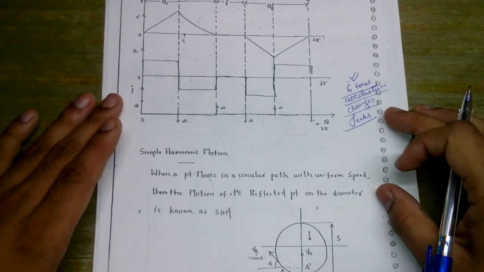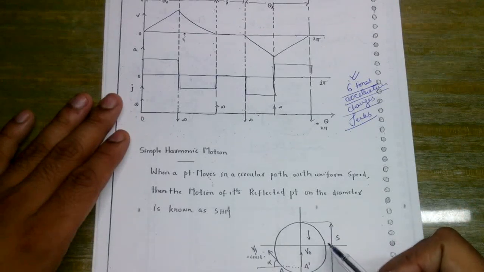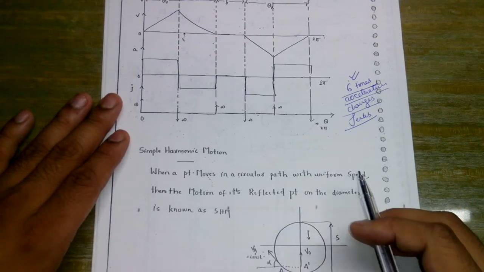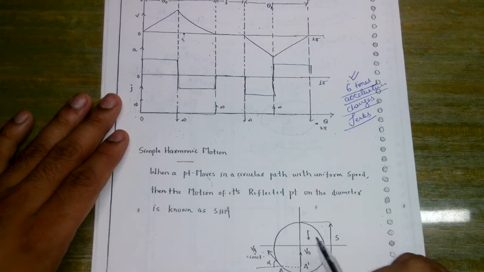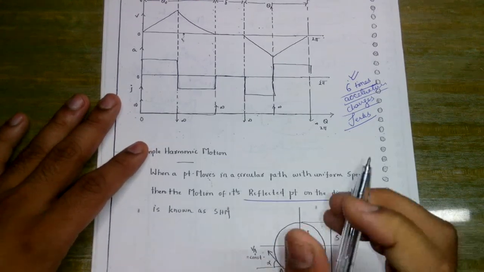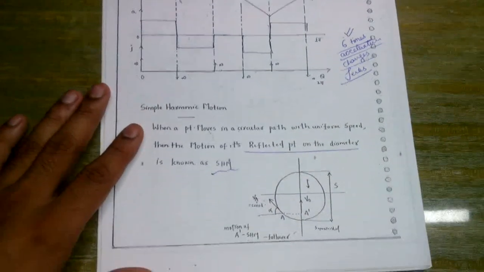Now if we discuss simple harmonic motion, then when a point is moving in a circular path with uniform speed, the motion of its reflected point on the diameter is known as simple harmonic motion.